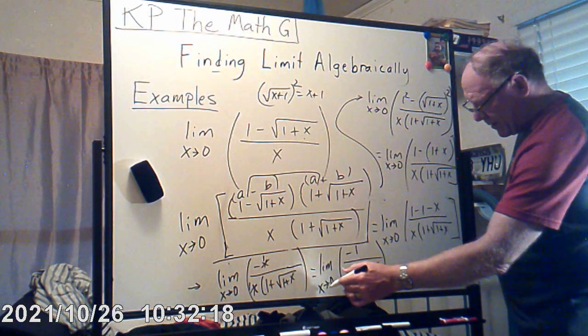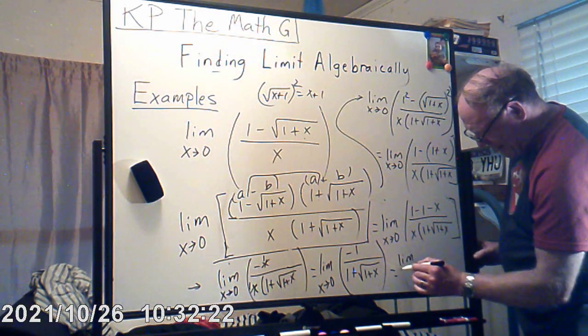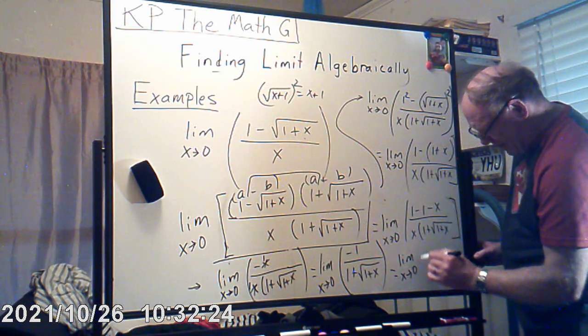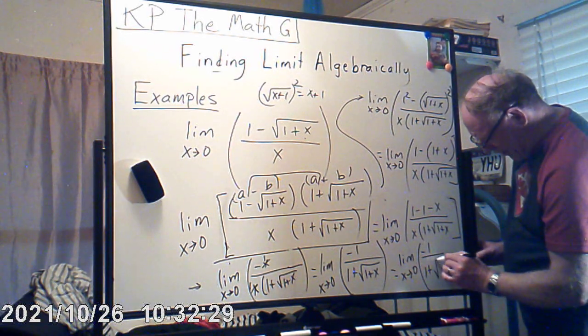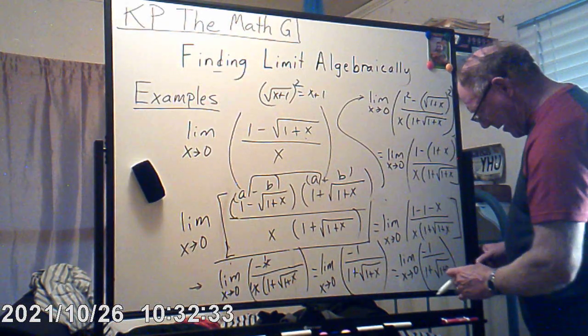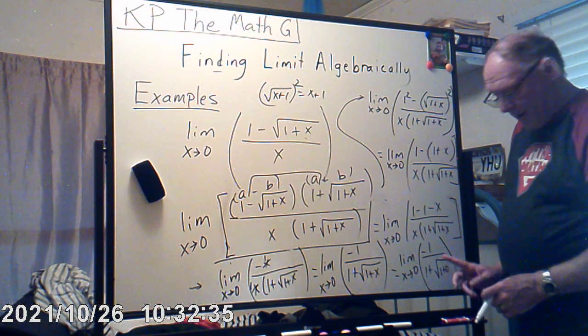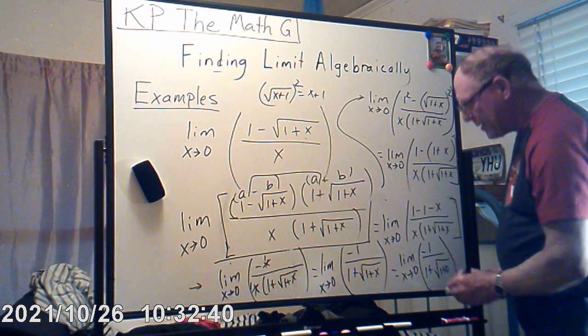Alright, now let's plug 0 in right here. So the limit as x approaches 0, negative 1 over 1 plus the square root of 1 plus 0. And, you know, 1 plus 0 is 1, square root of 1 is 1, 1 plus 1 is 2.